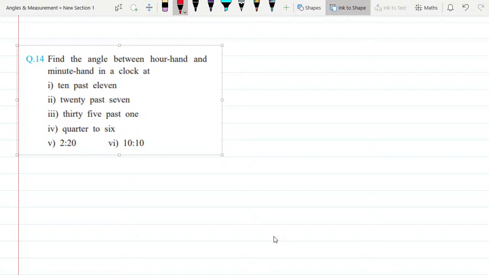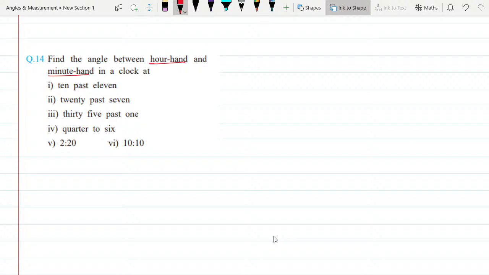Okay, so let's proceed to question number 14. Find the angle between the hour hand and the minute hand in the clock at 10 past 11, 20 past 7, 30 past 1, and quarter to 6, to 20 and 10.